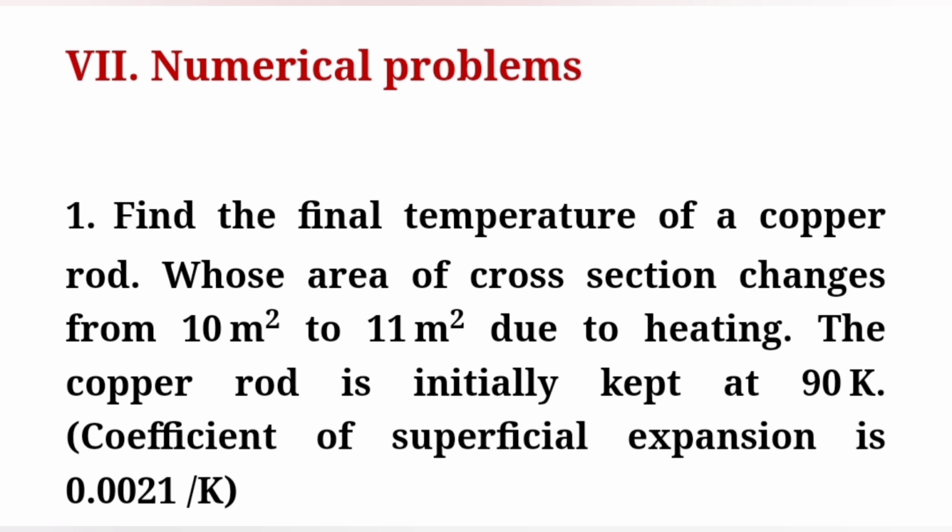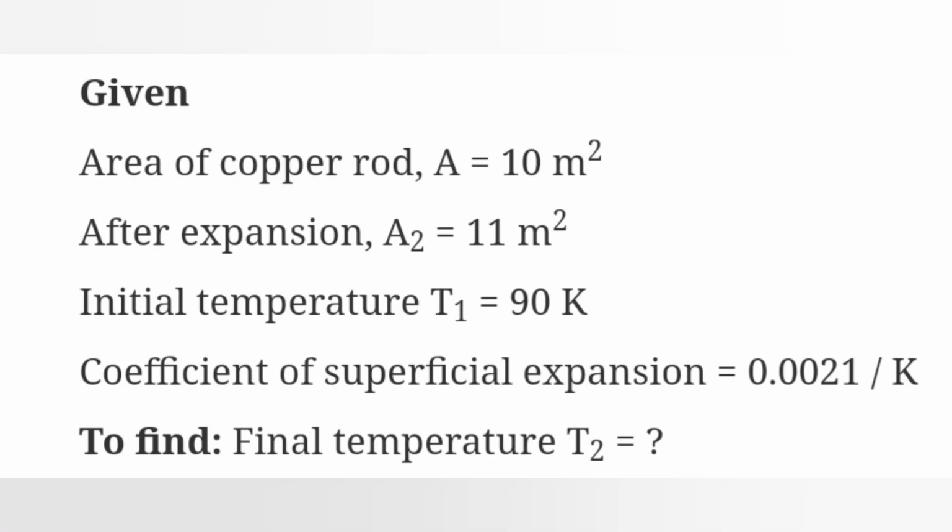Seventh Roman letter, numerical problems. First one, find the final temperature of a copper rod whose area of cross section changes from 10 m² to 11 m² due to heating. The copper rod is initially kept at 90 K. Coefficient of superficial expansion is 0.0021 per K. Given area of copper rod A1 is equal to 10 m², after expansion A2 is equal to 11 m².